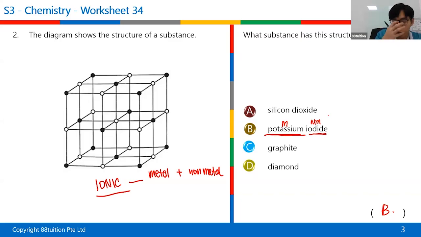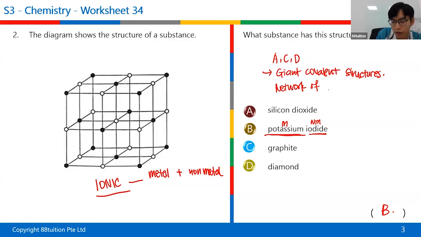For the other three, if you can recall, silicon dioxide, graphite, and diamond are all giant covalent. So for options A, C, D, these are all giant covalent structures, which means they have a very wide network of atoms and bonds.